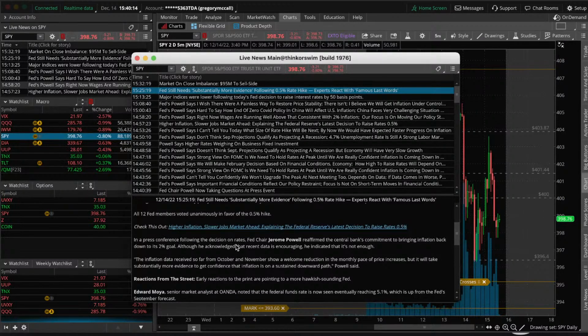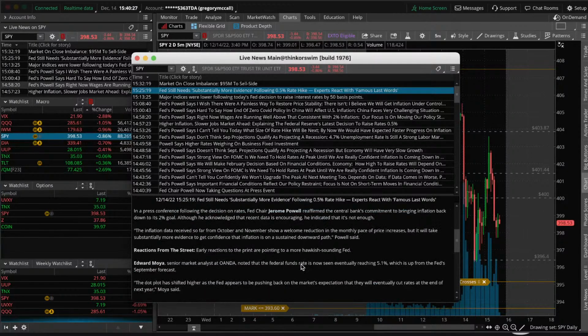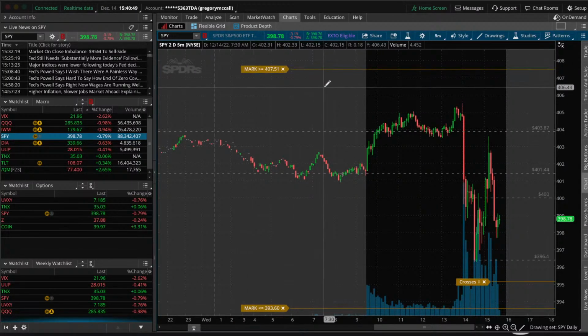I hate it when journalists just post what was in the report and don't really give much insight into it. In a press conference following the rate decision, Fed Chair Powell reaffirmed the central bank's commitment to bring inflation back down to its 2% goal. Recent data is encouraging. He indicated that it's not enough, which is very true. Let's see reactions from Wall Street. Early reactions to the print are pointing to a more hawkish sounding Fed. I think that they're starting to kind of let off on the hawkishness, given that they went from 75 basis points to 50 basis points. But given the highest rate at 5%, that is pretty freaking crazy.